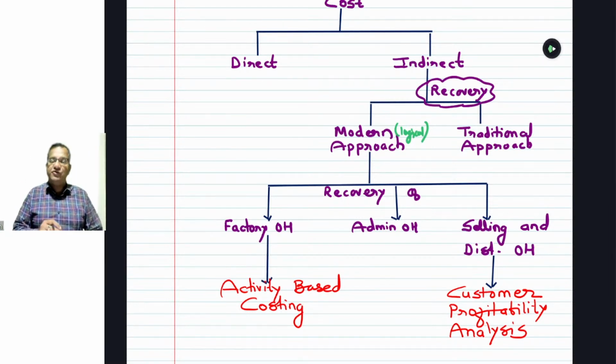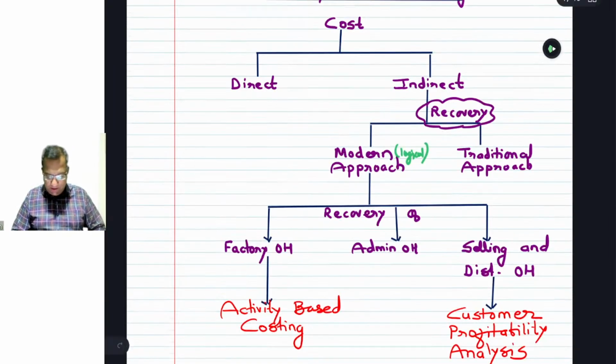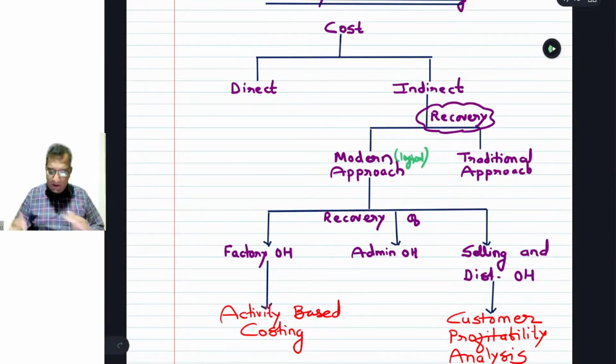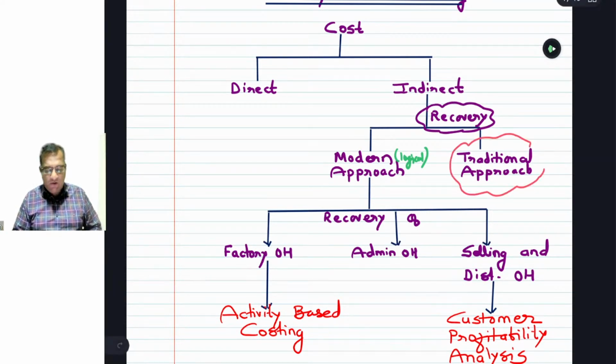And in activity based costing, basically it's the technique to recover the factory overhead, whether it's a variable overhead or a fixed overhead. So one thing is confirmed. Then what is the traditional approach? You have heard about the concept of blanket recovery rate and multiple recovery rate. There are a total of 7 types of bases that are used under the traditional method for recovery of overhead.